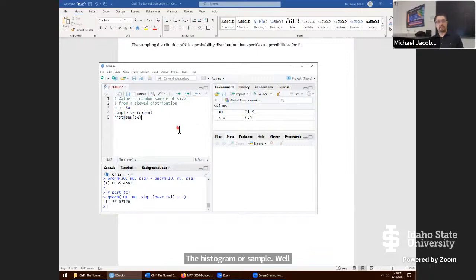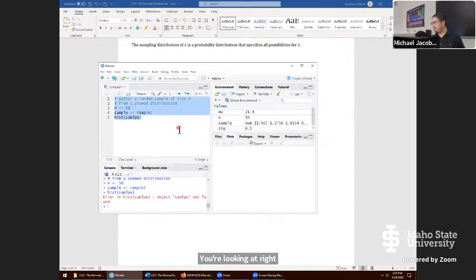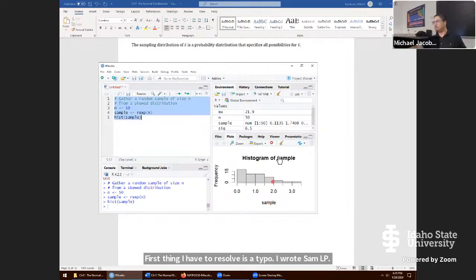So imagine there's some interesting population you care about, but it's skewed to the right. Right skewed populations are probably the easiest examples are survival times, maybe light bulbs, or maybe you have a population of guinea pigs that have been injected with a virus and you want to know how long they'll live. You're looking at right skewed distributions. So for this one, first thing I have to resolve is a typo. I wrote Sam LP. Let's fix that. Sample. And here's our histogram.